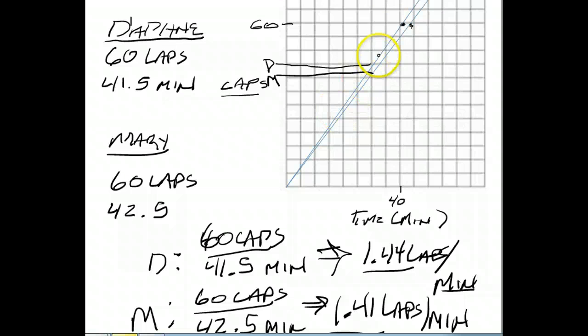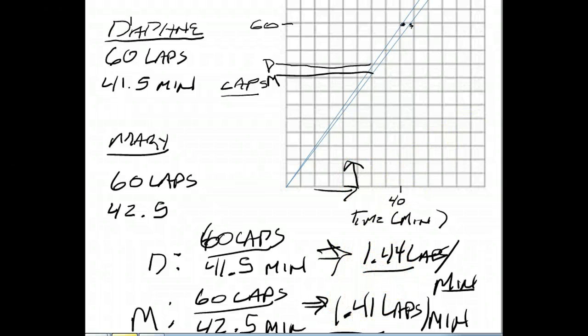Daphne's line gets higher faster than Mary's line does because she has more laps for every minute that we go up. So for every minute that we go up in this direction, Daphne's line is going up 1.44, and for every minute we go up, Mary's line is only going up 1.41 laps.